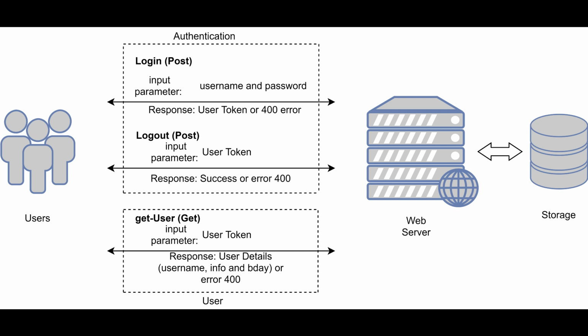And the third API will be getUser, which will be using get method. It will take user token as input parameter and give user details, which is username, info, and birth date, or error 400 as response. So the first two APIs, that is login and logout, will come under auth tag, and the getUser API will come under user tag. So now let's move ahead.